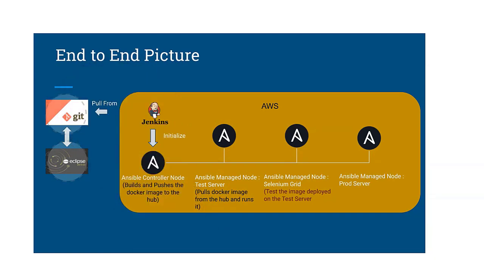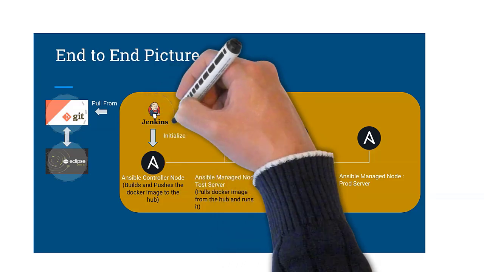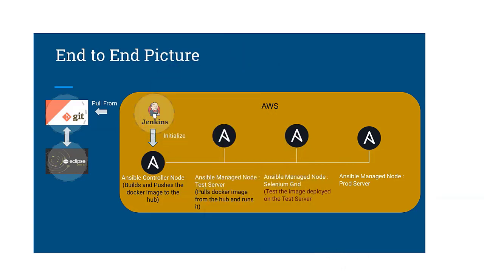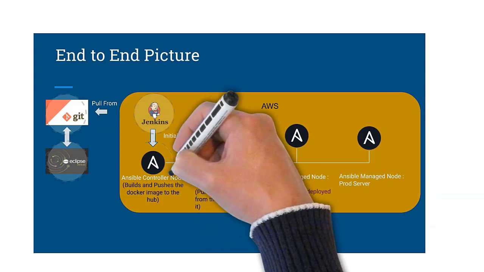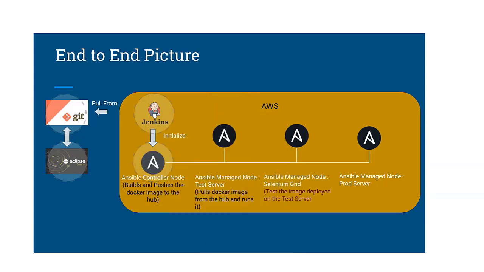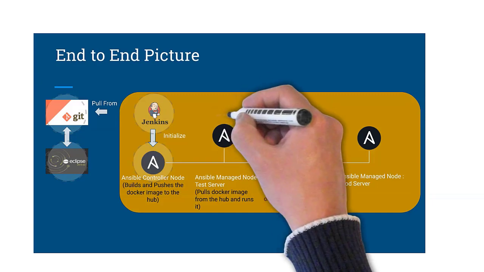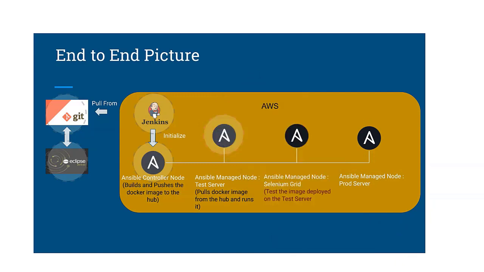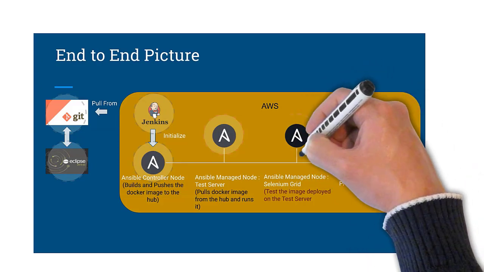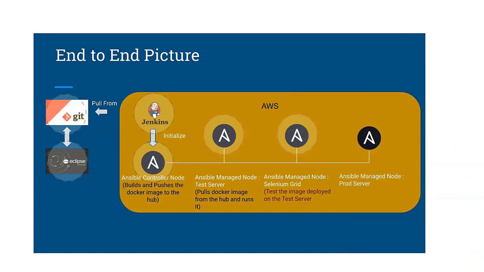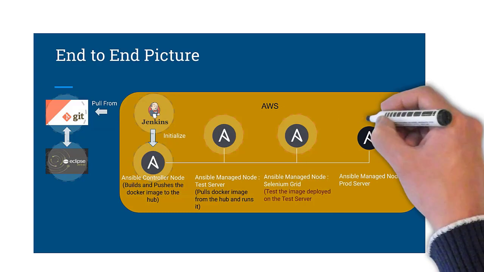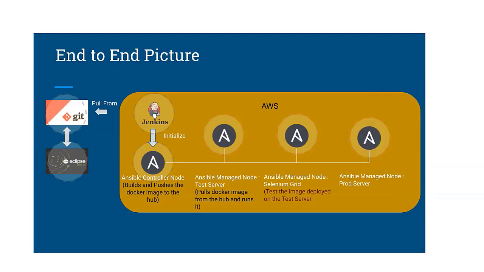Next, we will log into AWS and create 5 CentOS instances. On the first instance, we will install Jenkins. On the second instance, we will install Ansible that will act as a controller node. This is where we will create our Docker image and push it to the Docker Hub. We will then create 3 managed Ansible nodes, also known as host machines, one of which will act as the test server. This is where we will pull our image from the Docker Hub and run it. On the second host machine, we will install Selenium Grid, which will be used to test our web application. The third node will act as a production server where we will finally deploy our image.